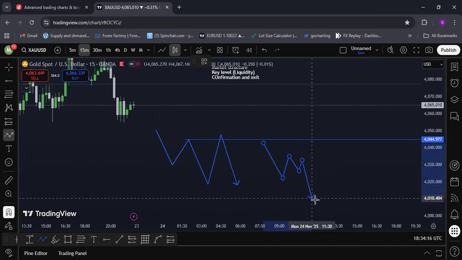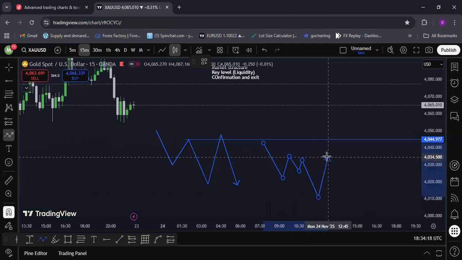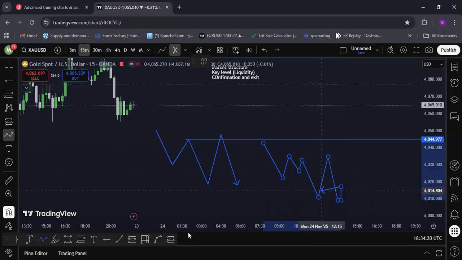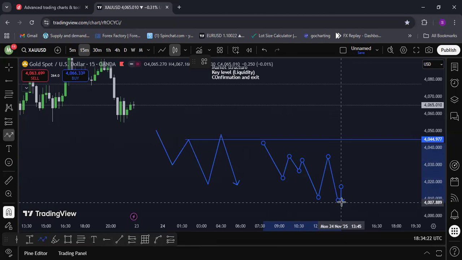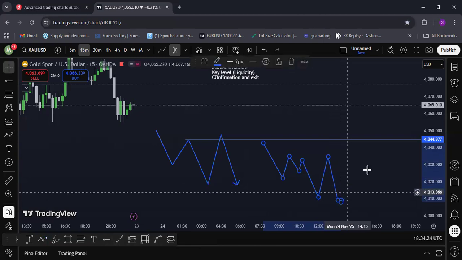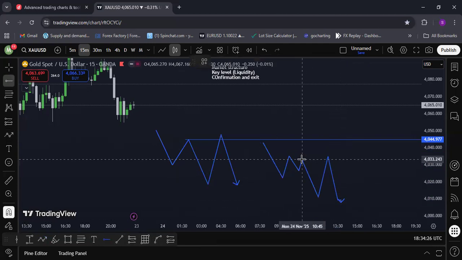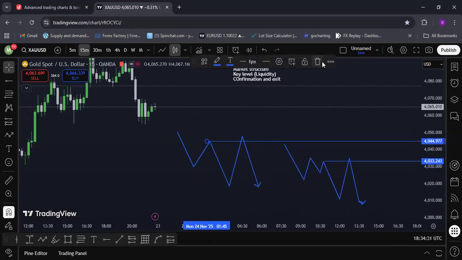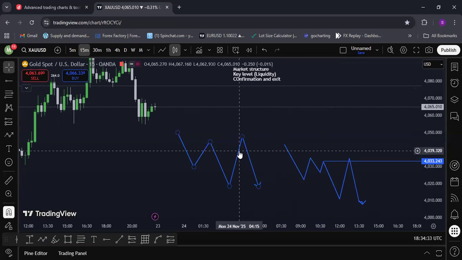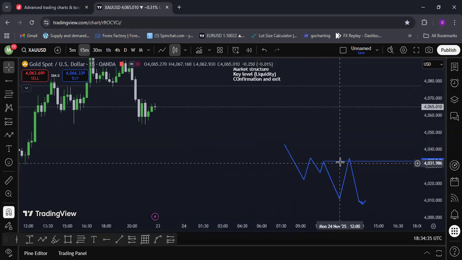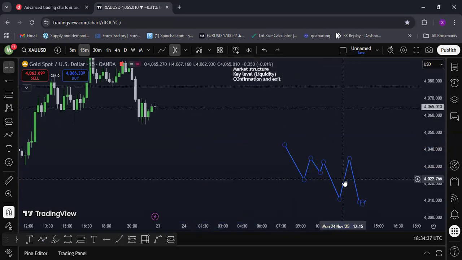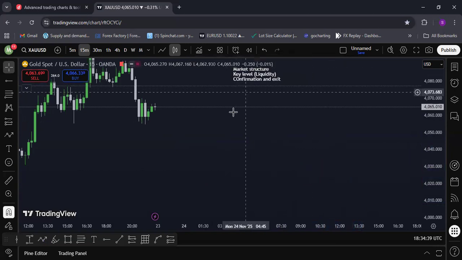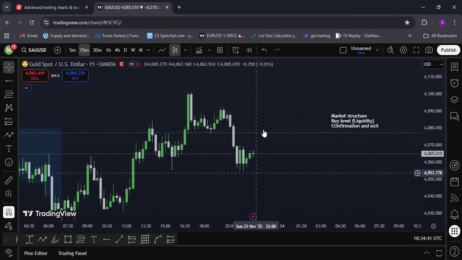So this is the internal range liquidity. These are the two key levels that we look at. We have only two major key levels, those are the liquidity levels that we look at. And once price gets there, then you look at your confirmation, the candlestick confirmation entry, and then you exit.